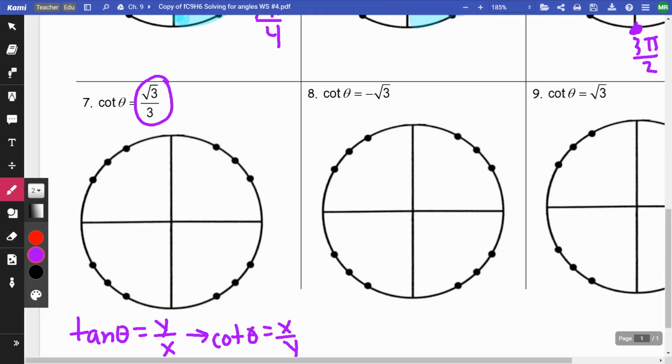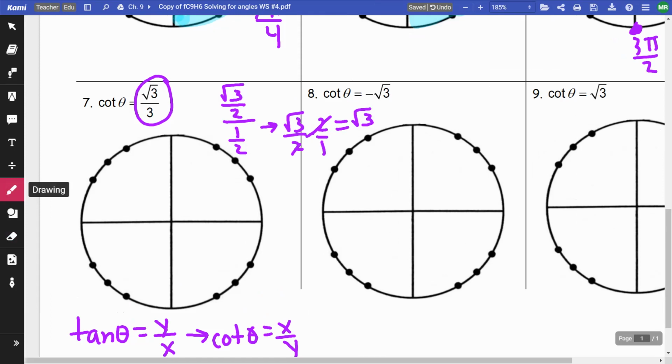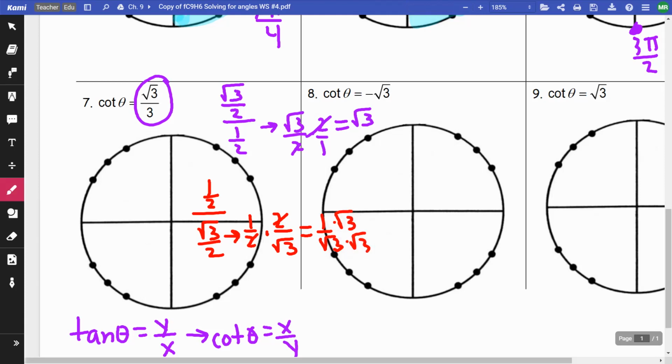So if it is in your numerator, for example, it would have been a root 3 halves over 1 half, which would have been a root 3 over 2 times a 2 over 1, which would end up giving us just a plain old root 3. But if it was the other direction and it was 1 half over root 3 halves, that would be a 1 half times the reciprocal, which would be 2 over root 3. That would be 1 over root 3, and then I'd have to rationalize, times the top and the bottom by root 3, and that would be root 3 over 3.